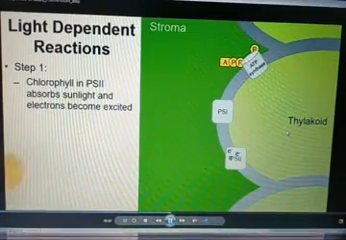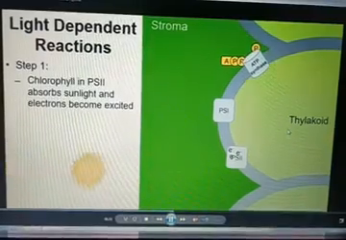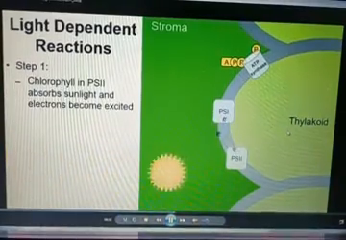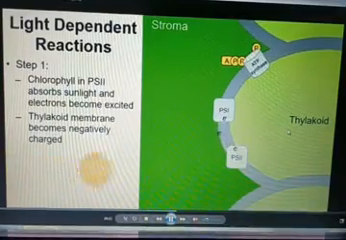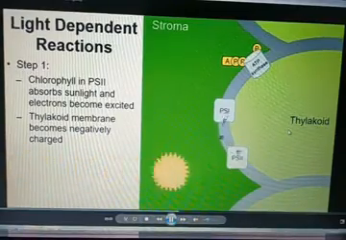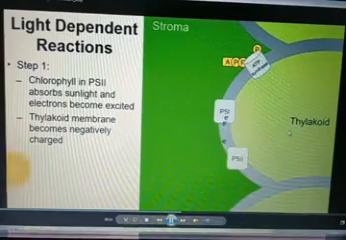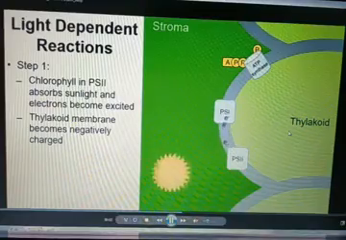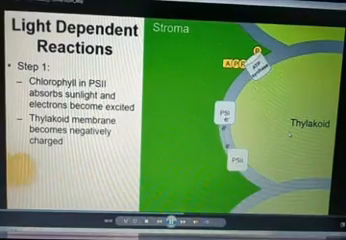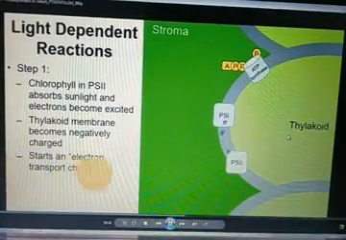So here you can see sunlight is striking photosystem 2. This causes the electrons to become excited, and electrons flow into the thylakoid membrane. As these electrons flow from photosystem 2 through the thylakoid membrane to photosystem 1, it makes the membrane negatively charged. There are also proteins embedded in the membrane. You can see the electrons flowing here. This also starts an electron transport chain, or chain of events.